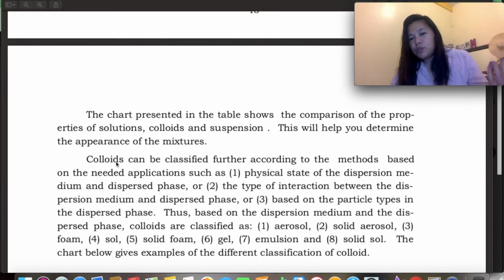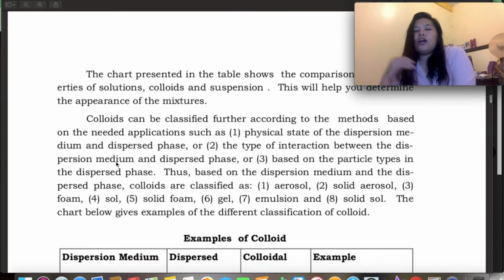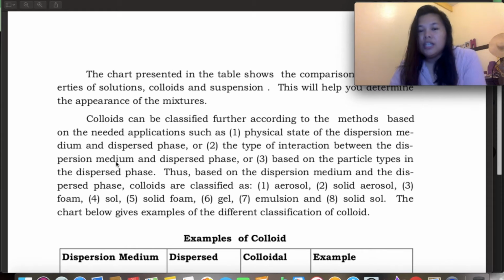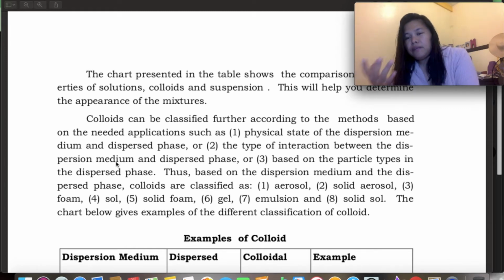Okay, this will help you determine the appearance of a mixture. When we say colloids, it's not mongoloids. Colloids. Colloids can be classified further according to the methods based on the needed application, such as the physical state of the dispersion medium and dispersion phase. And second, the type of interaction between the dispersion medium. With colloids, there are many types of colloids, and later on you will learn what distinguishes them.